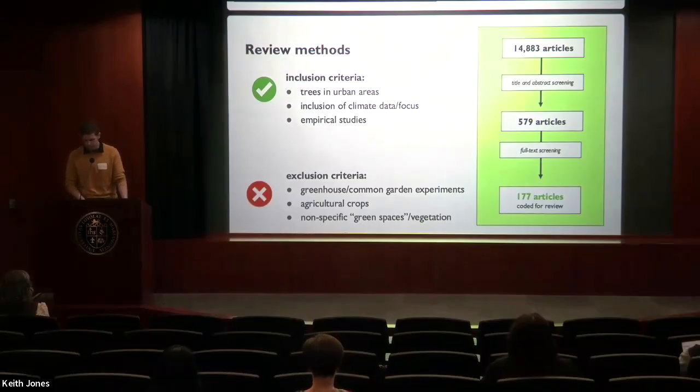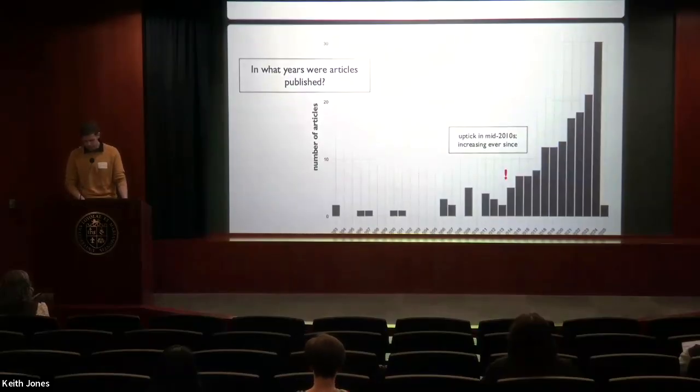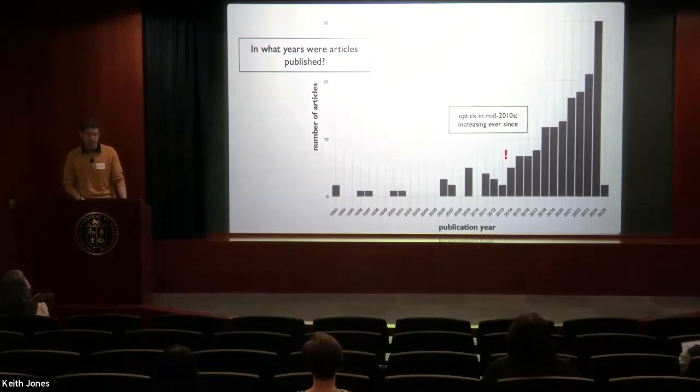So what did we find? What are the characteristics of this body of literature? Here's a histogram of the publication dates of these 177 articles. And really, as you can see, there's just been a major uptick in publications since the mid 2010s, and there's just more and more studies every year. We set a cutoff in early 2025 for this, so I'm sure there's been over 30 publications on this topic published this past year. So I need to get this out quickly, I think.